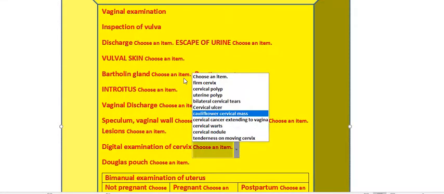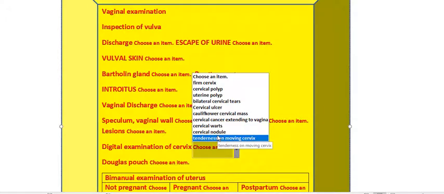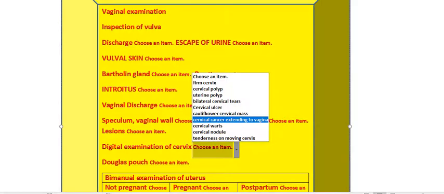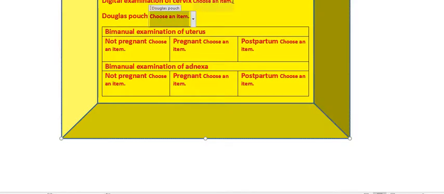Then we do digital examination of the cervix. Cervix is firm, or cervical polyp, or uterine prolapse, or bilateral cervical tear, or cervical ulcer, or cauliflower cervical mass, or cervical cancer extending to the vagina, or cervical warts, or cervical nodules, or tenderness on moving the cervix. Douglas pouch, we are looking for the Douglas pouch. This is normal, or there is a boggy mass in the Douglas pouch.